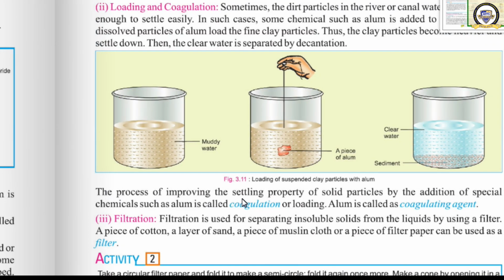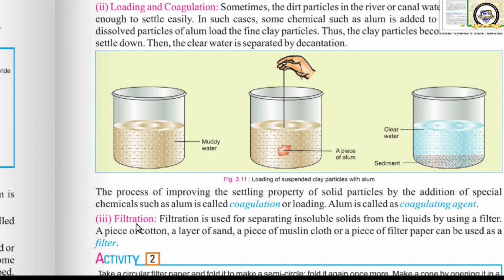The process of improving the settling property of solid particles by the addition of special chemicals such as alum is called coagulation or loading. If the solid particles are not heavy enough to settle down, then by adding some chemicals we can make them settle. So this process of adding chemicals to improve the settling property of solids is known as coagulation or loading. Alum is called a coagulating agent.